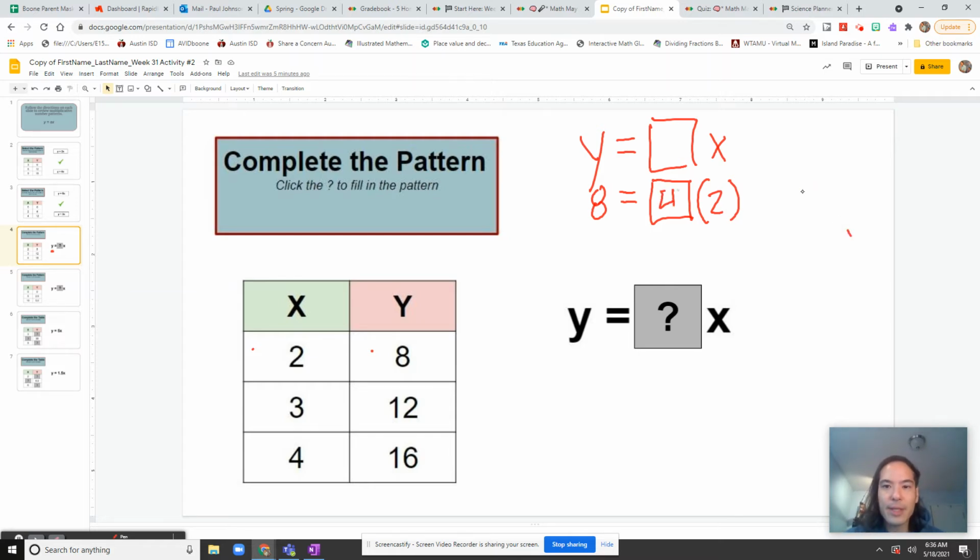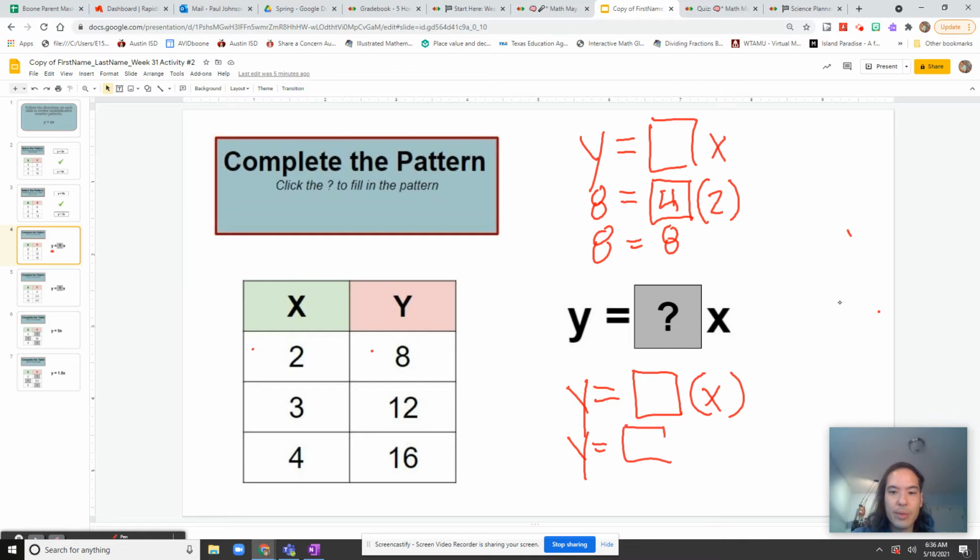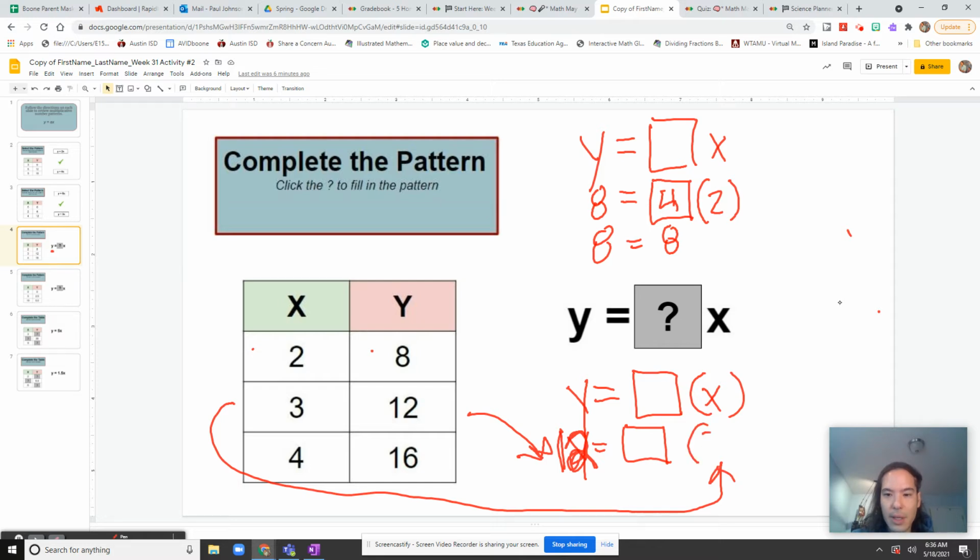So if you think about your math facts, 4 times 2 equals 8. So I'm guessing right now that a 4 would go in this box, but let's check with another piece of data from our table. So y equals blank times x. Let's take our x value and our y value and plug them in. Oops, I didn't mean to do the y. The y should be 12. We do have our y. Y is 12. And then x is 3. So what times 3 equals 12? Once again, 4 times 3 equals 12.